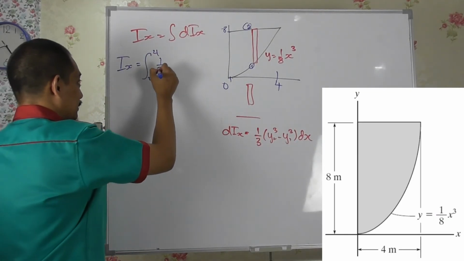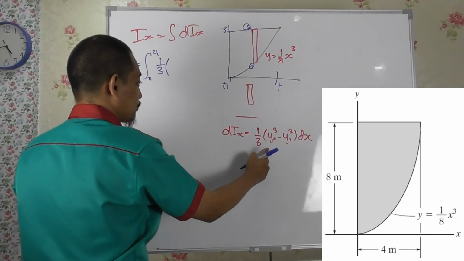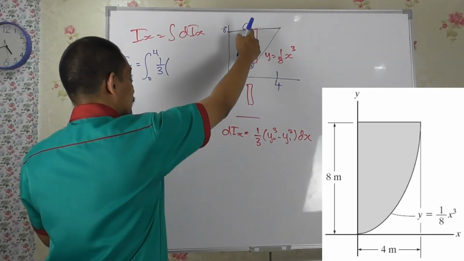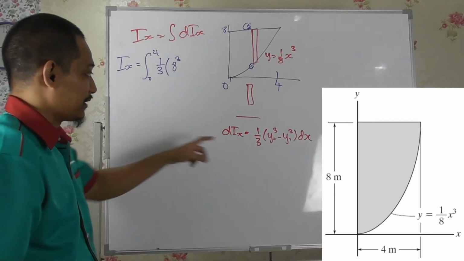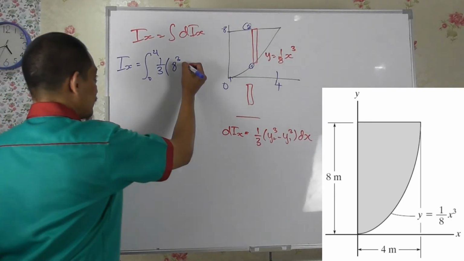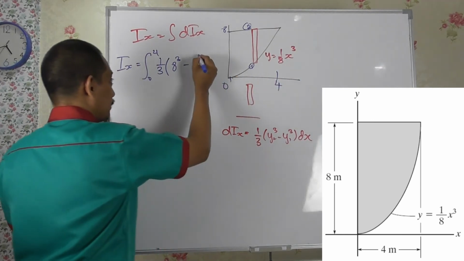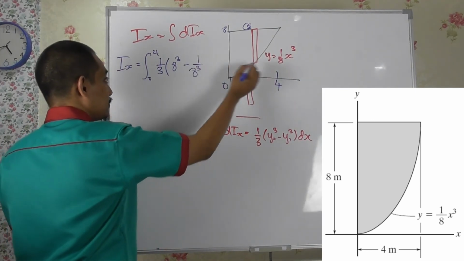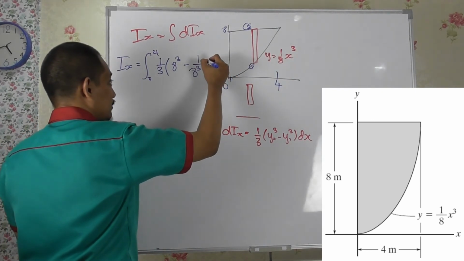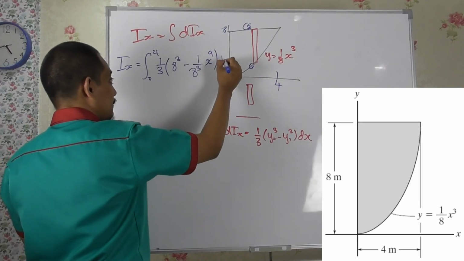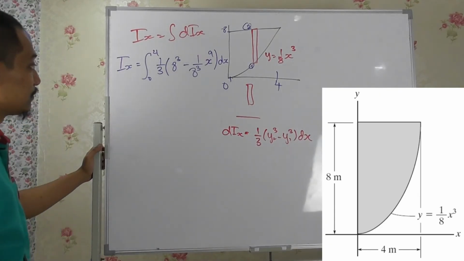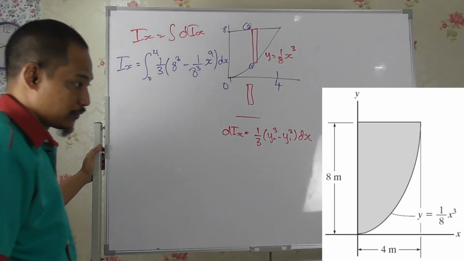So 1 over 3, and then we have y2 cubed. y2 is 8, so 8 cubed, right? And then minus y1 cubed, so minus the whole thing cubed, so 1 over 8 cubed, x to the power of 9, and then dx, right?